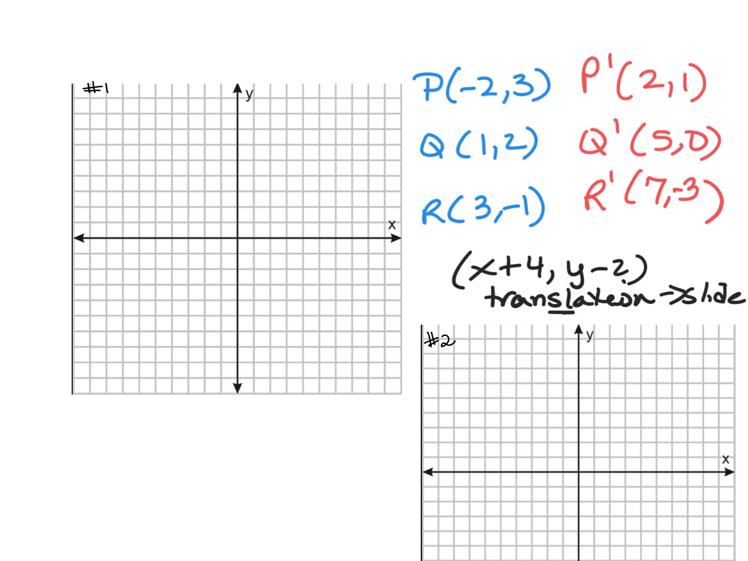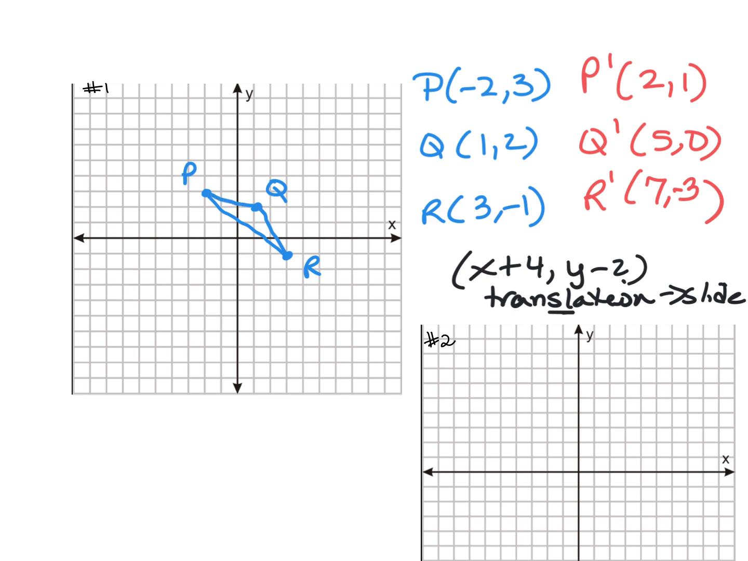So let's graph them. I'm going to graph the originals in blue. I'm going to graph the ordered pair negative 2, positive 3. So that's P. Q is the ordered pair 1, 2. R is 3, negative 1. Go ahead and label them. I'm now going to connect the points. This is a nice little skinny triangle here. It's kind of tiny. So that's the original.